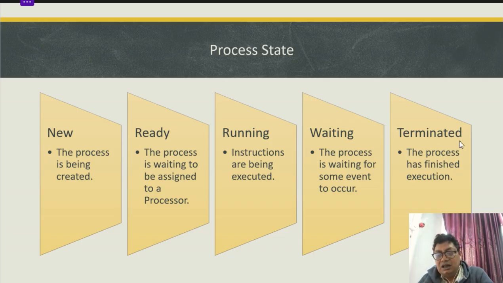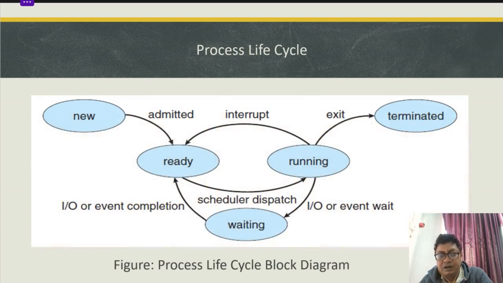And finally, the last state is terminate. If the process is done, whatever execution instructions were given to the process, then it is terminated. Okay. Now the last topic, process life cycle. This is very, very important.